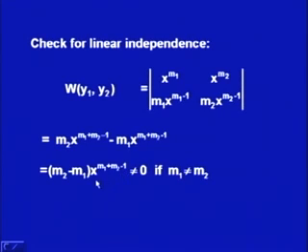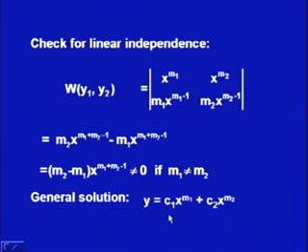Now, x is not 0, and since m1 and m2 are distinct, they are not equal, so this will not be 0 for m1 not equal to m2. When they are distinct, these two solutions x^m1 and x^m2 would be linearly independent. Hence the general solution would be c1 x^m1 + c2 x^m2. This we have discussed for case 1.